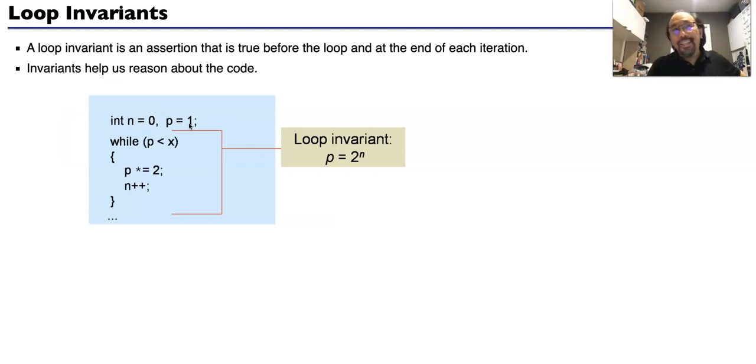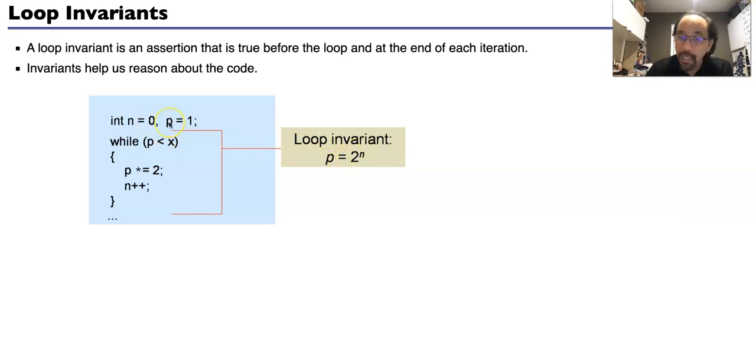Okay, there's this phrase, loop invariant, and it's a term that you need to know. What it means is there is some true statement that can be said at the end of every loop that is executed. So what is the loop invariant of this piece of code? It's saying the loop invariant is that p is equal to 2 to the n.